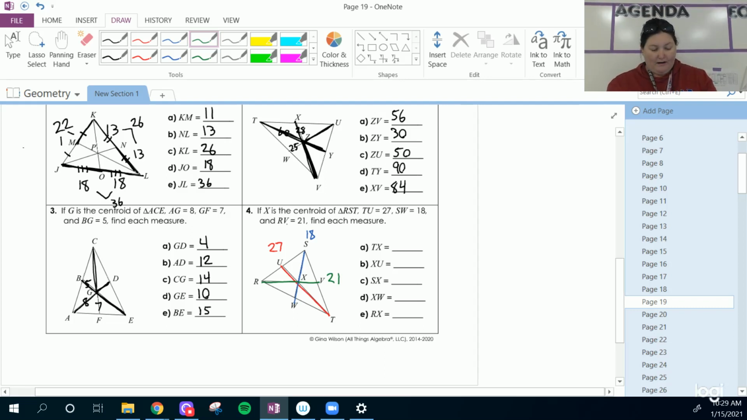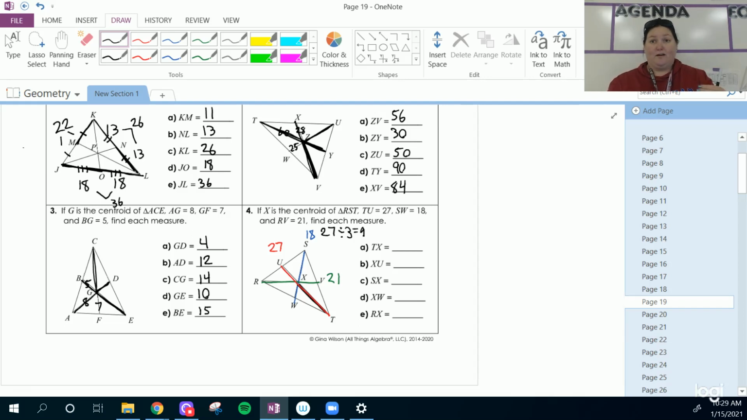So let's see what we need. First one they want is TX. So TX is this segment right here that I'm drawing in black. So we're going to take 27, divide it by 3, and I get 9. So that splits it into 3 equal pieces. I have 3 pieces of 9 that make up 27.